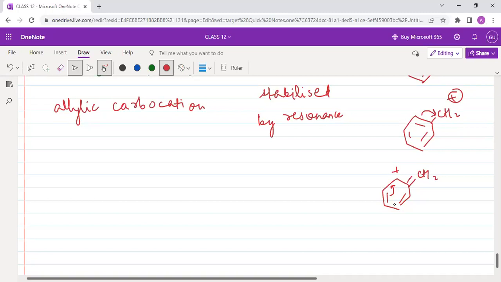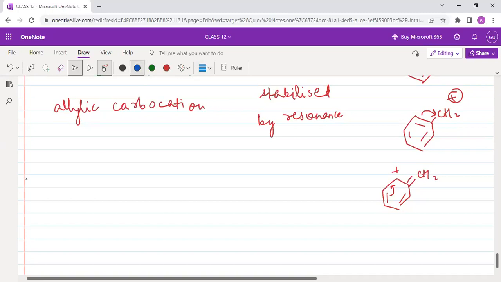So you should remember that allylic halides and benzylic halides show high reactivity towards the SN1 reaction because the carbocation formed is stabilized by resonance. And you should remember the resonating structures, how to draw them. Fine, so practice that also.